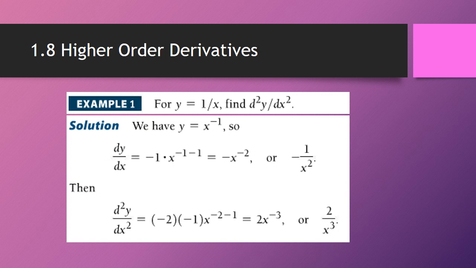So the first derivative is going to be negative 1 over x squared. And then we can write that as negative x to the minus 2 to help us with the second derivative. And we get 2 over x to the third.